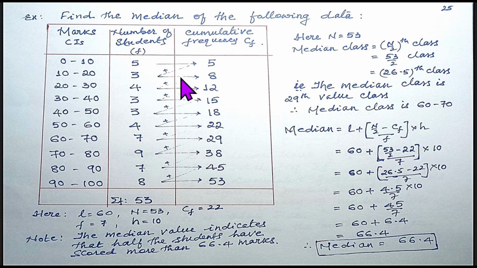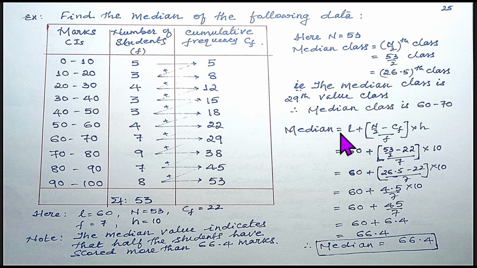Frequency is 5 plus 3 is 8, 8 plus 4 is 12, 12 plus 3 is 15, 15 plus 3 is 18, 18 plus 4 is 22, 22 plus 7 is 29, and 38, 45, and 53. So that is how we get the cumulative frequency. Now we know that n, the total frequency, is 53, and divided by 2 we get 26.5. Now 26.5 lies here. After 22 comes 23, 24, 25, 26, 27, 28, so it lies here, and therefore the median class interval is 60 to 70.